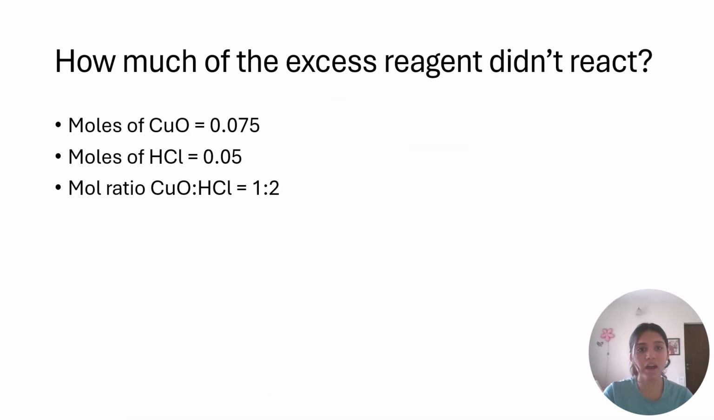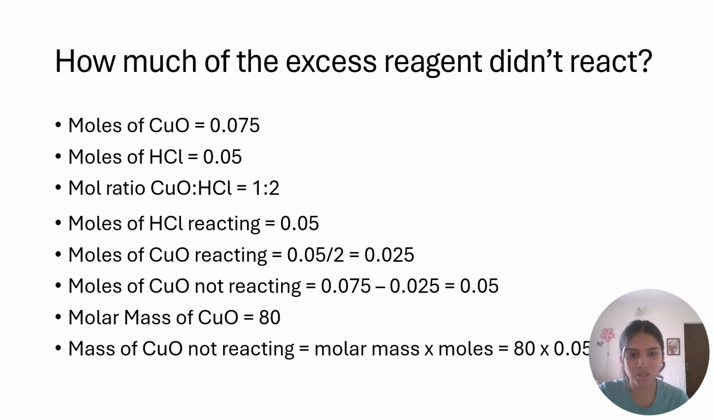So now how do we find out how much of the excess reagent didn't react? What we know already is that the moles of CO are 0.075. The moles of HCl are 0.05. The mole ratio of CO to HCl is 1:2, which means that the number of moles of CO that reacted is 0.025, correct? Let's go over this, okay? The moles of HCl reacting are 0.05. The moles of CO reacting are 0.05 by 2, which is 0.025, okay? So therefore, the moles of CO that do not react are 0.075 minus 0.025, which is 0.05 moles unreacted.